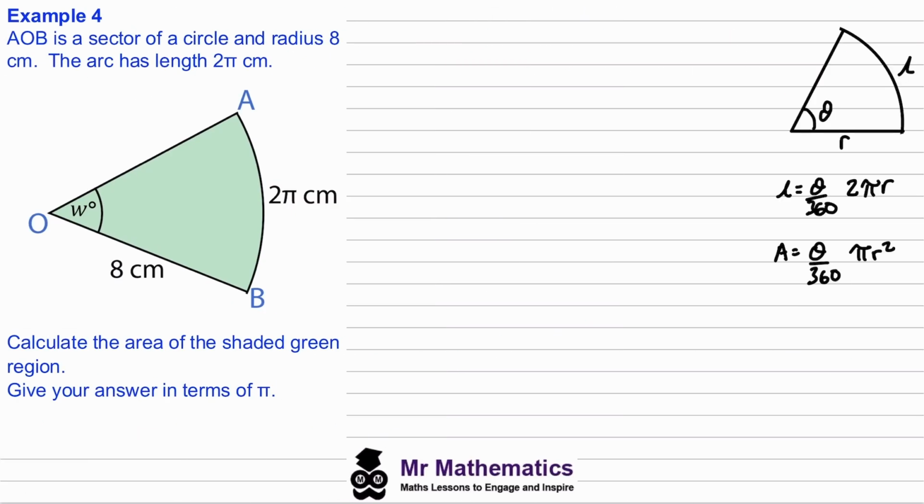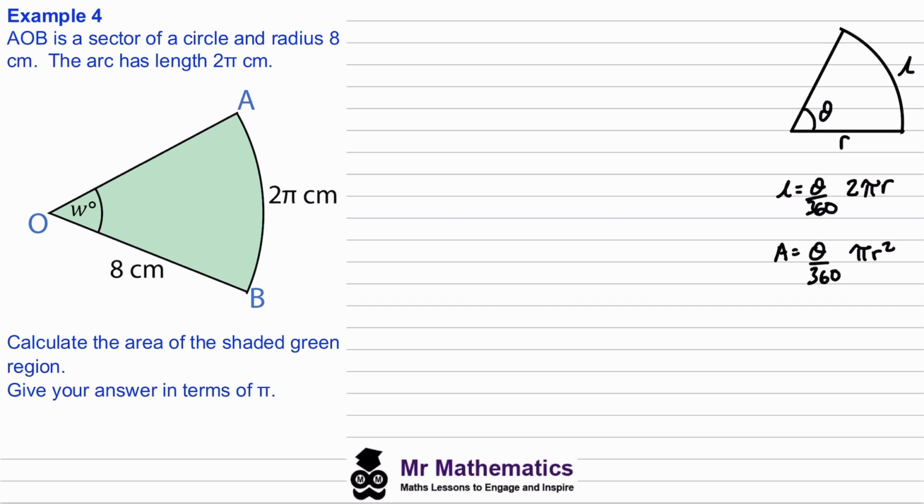So for our final question, we're given the sector with a radius of 8 centimeters and an arc length of 2 pi. We need to find the area in terms of pi. So if you want to give this question a go, you can come back when you're ready.